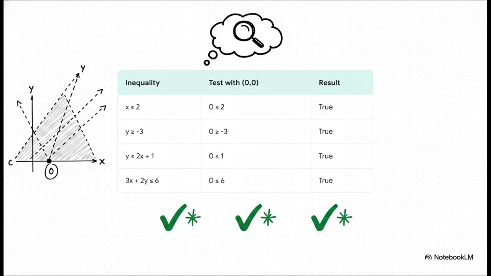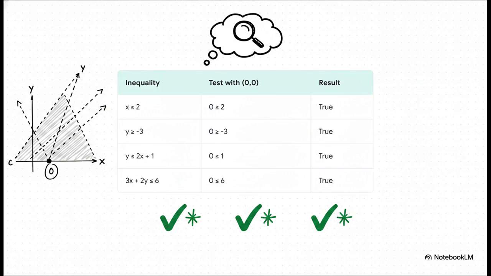All right, let's run the tests. First up, x is less than or equal to 2. If we put 0 in, is 0 less than or equal to 2? Yep, that's true. Okay, 1 down. Next, y is greater than or equal to -3. Is 0 greater than or equal to -3? You bet, that's true too.